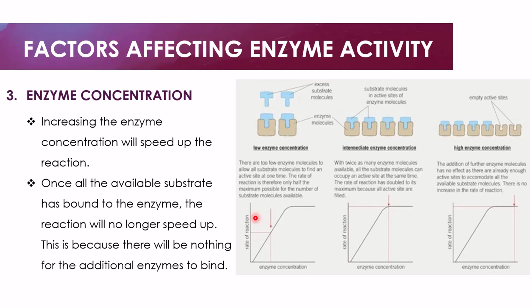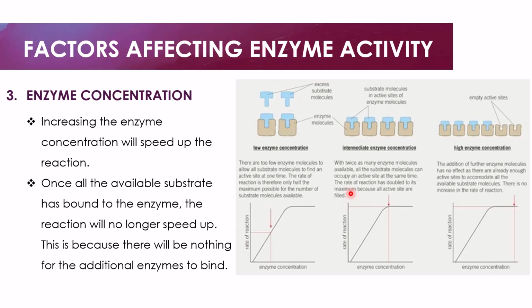So as we can see from the graph over here, at this point, we have a maximum rate of reaction. So at low enzyme concentration, the rate of reaction is always half the maximum reaction as shown on the graph over here. So the next condition has to do with intermediate enzyme concentration.